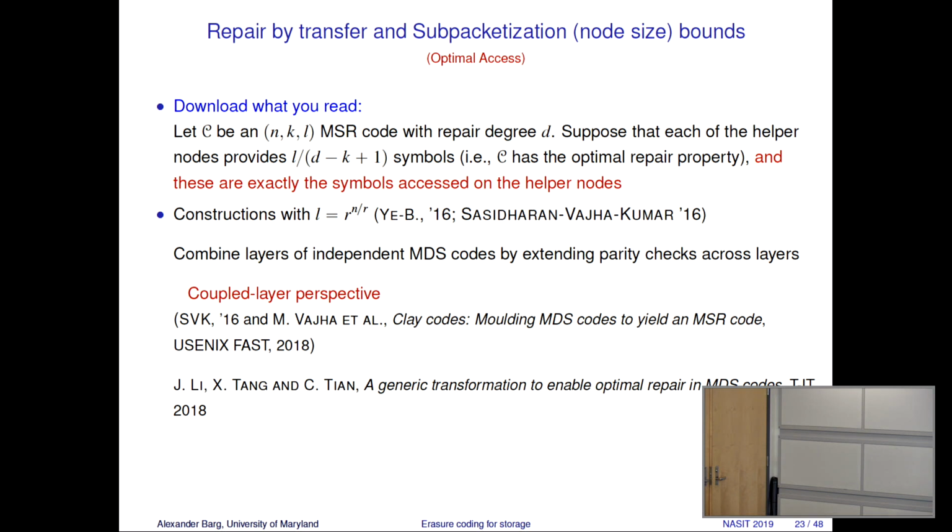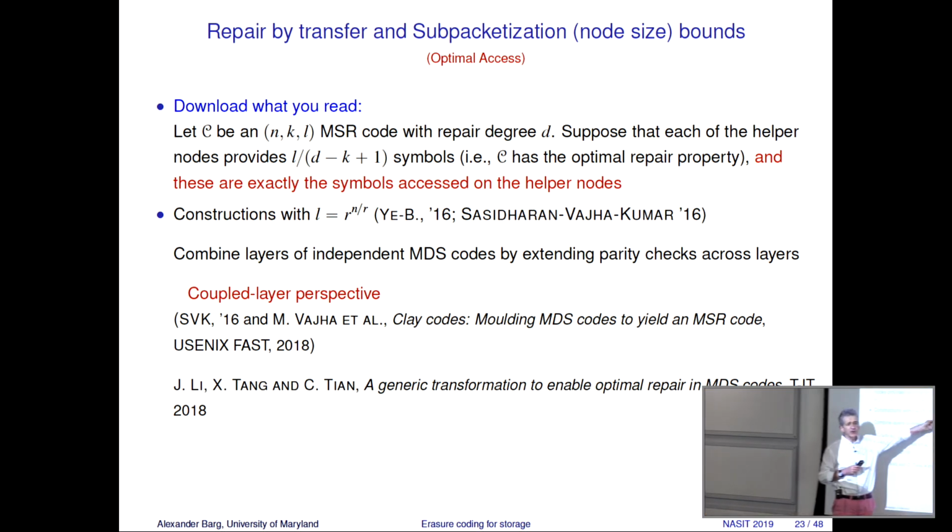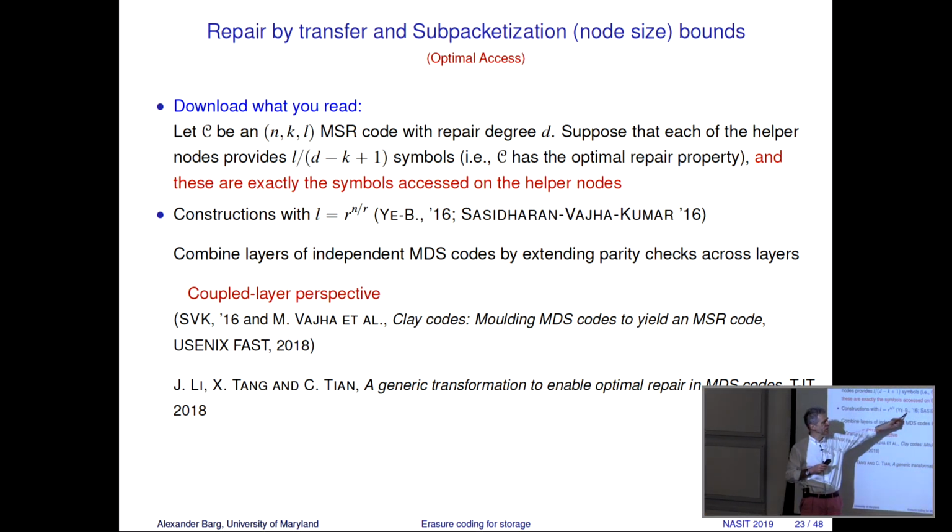There are constructions with sub-packetization of this form. So these are optimal repair and optimal access codes. There were two papers that were almost concurrent. They are the work of Min from 2016 and Bernjit, Sasidharan, Vajha, and Vijay Kumar, again the same year. The idea behind that, I will not be able to present the details. This is more cumbersome than the first construction. But we have layers of those independent MDS codes, and then those layers are coupled in a specific way so that the nice repair properties are supported.